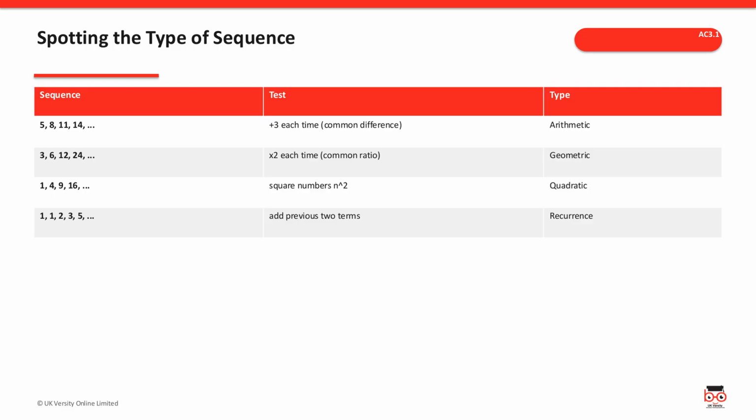If you go 5, 8, 11, 14, adding 3 each time, that's arithmetic with a common difference. If you go 3, 6, 12, 24, doubling each time, that's geometric with a common ratio. Some follow other patterns entirely, like 1, 4, 9, 16, which are the square numbers, or 1, 1, 2, 3, 5, where each term is the sum of the previous two.